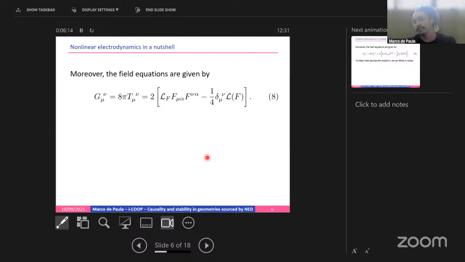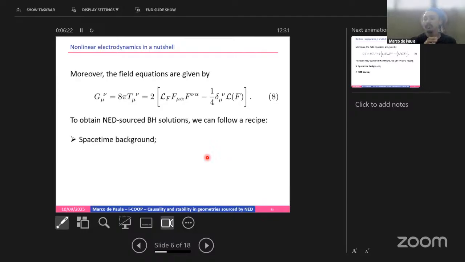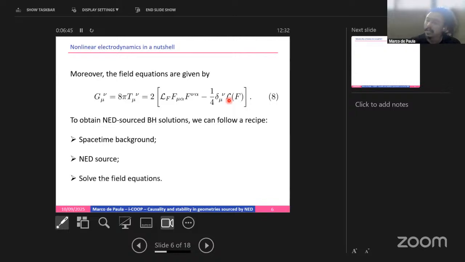So the field equations are given by equation 8, and to obtain black hole solutions, we just need to follow a recipe. We need to suppose a space-time background. This space-time background could be a spherically symmetric space-time or a rotating space-time. We need to choose a source. So we have to specify the form of this Lagrangian density to solve the field equations in order to obtain black hole solutions. And finally, we can solve the field equations to obtain the corresponding black hole solution.